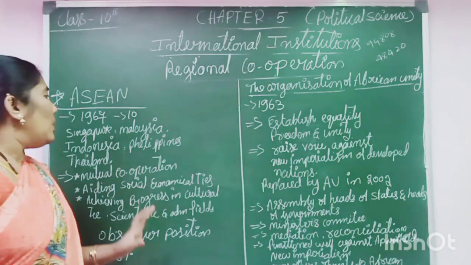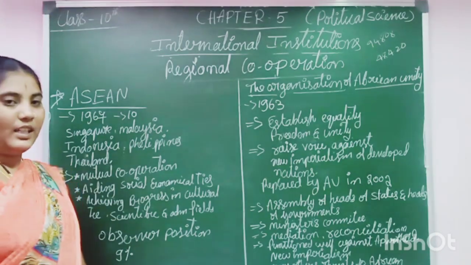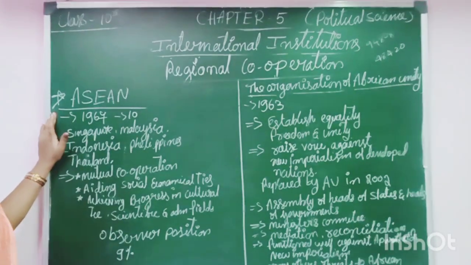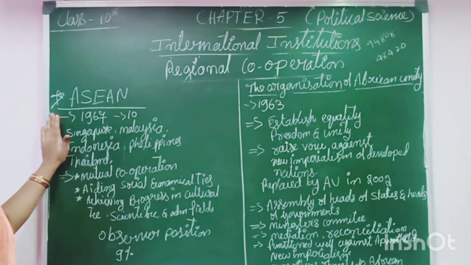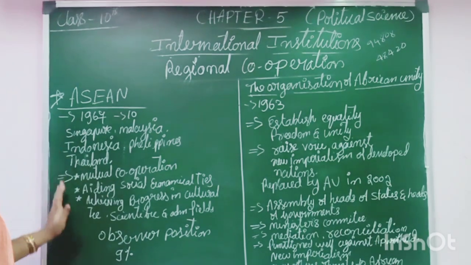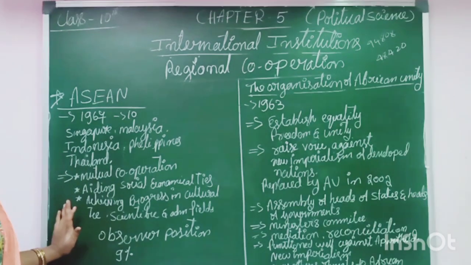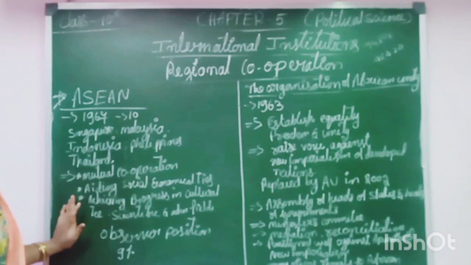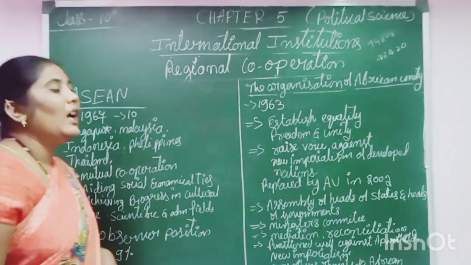So this is all about ASEAN. Understand this? ASEAN was founded in the year 1967. 10 members have the membership of ASEAN. It does not have its own military. Okay, India does not have the membership of ASEAN, but it is in the observer position. It has its own aims. Understand? So this is all about ASEAN.